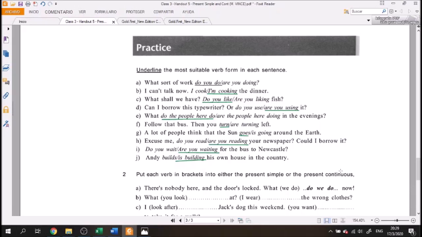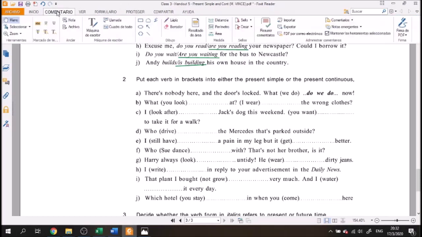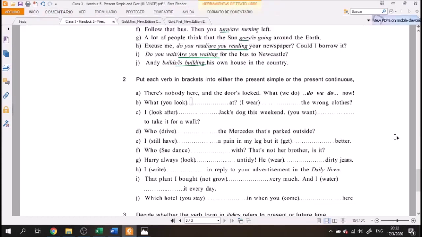Good. So I move on. Okay. Let's move on to the second activity. Put each verb in brackets into either the present simple or the present continuous. Again, the example has been done for you. Are you ready? I am going to just write the answers, and if we need to discuss, you tell me in the chat, okay? What are you looking at? Am I wearing the wrong clothes? Again, at the moment of speaking, this is not a difficult use of the present continuous.